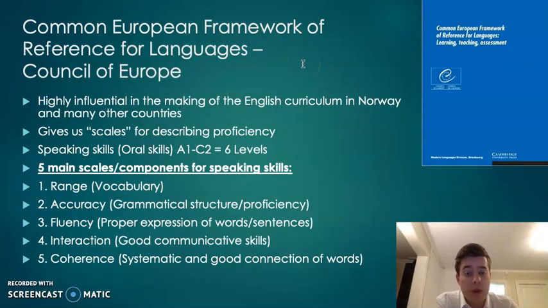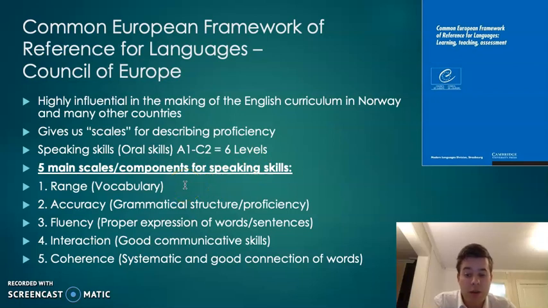So here we have the Common European Framework of Reference for Languages developed by the Council of Europe, and this framework has been highly influential in the making of the English curricula in Norway and many other countries. It gives us scales for describing proficiency. Speaking skills or oral skills, they're the same. They have divided it into 6 levels, from A1 to C2. They have divided it into 5 main scales or components for speaking skills, to assess the student and how well they are doing in their oral skills.